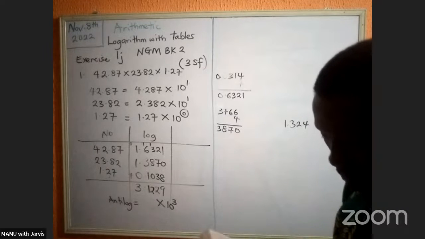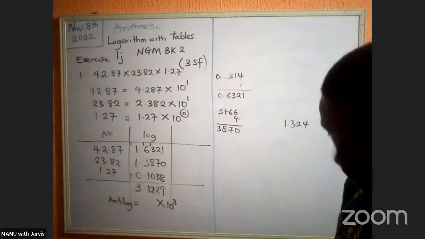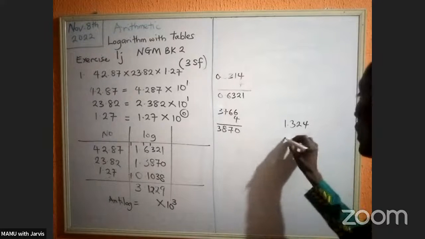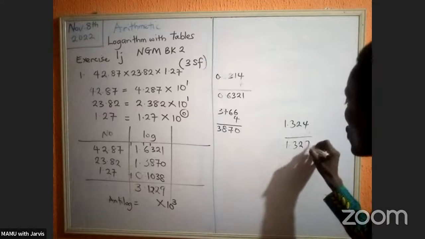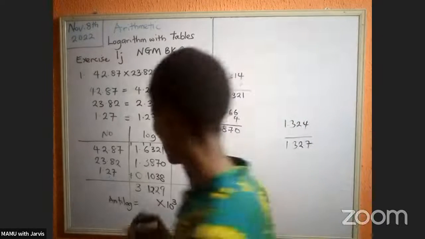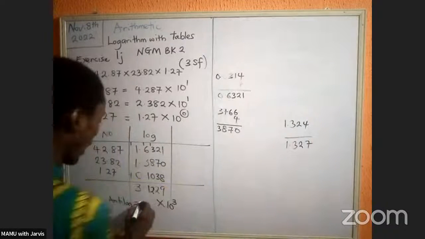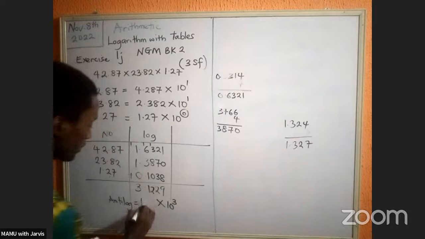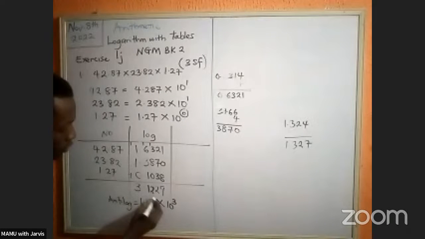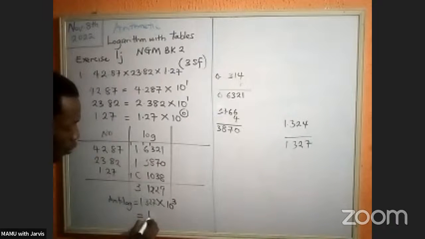That will be what? 3. So that will give me 1.327. So that will be 1, 2, 3. And my final answer becomes 1.